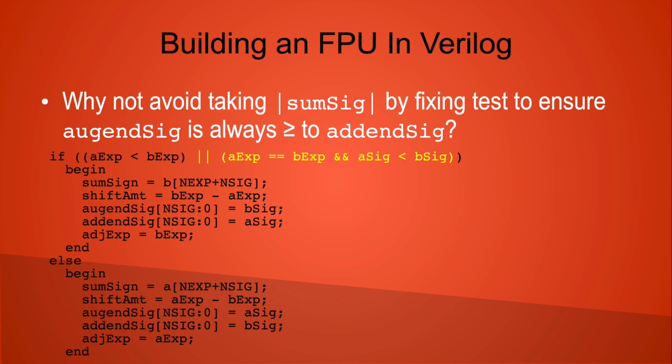Now it's time for some study questions. Instead of computing the absolute value of sumsig, why didn't I expand the test for Augend and Addend to see, when the exponents for the two operands are equal, which significand is larger?